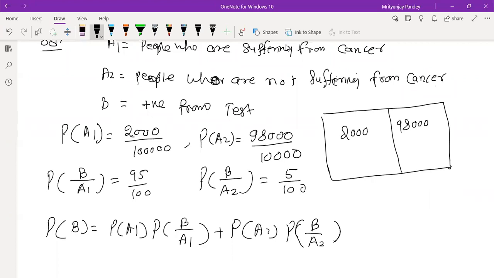Yes, sir. And what is the meaning of P of A1? The probability of that people who are suffering from cancer. And what is the P of A2? Probability of people who are not suffering from cancer. Is it clear properly? Yes, sir. Okay.